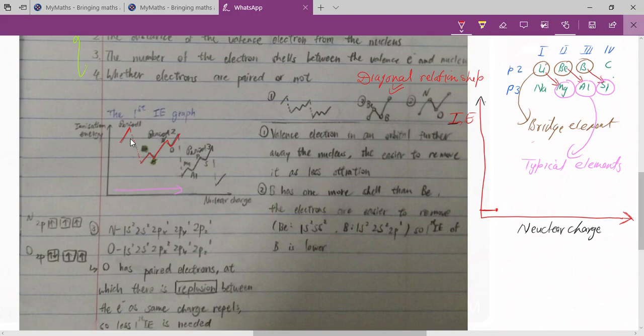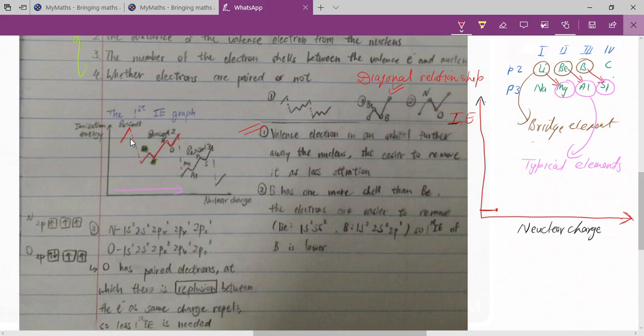Or maybe your teacher explained the gap between the orbits or shells. Oh, wait, you had written here. Two topics are here specifically that your teacher explained: a valence electron in an orbital further away from the nucleus is easier to remove as there is less attraction. Yes, that's right. The same thing that I explained to you just before. So what is this one saying in that case? They are saying, okay, no problem, beta.